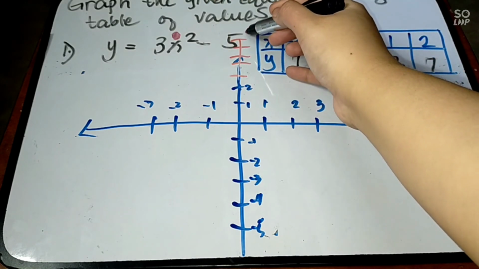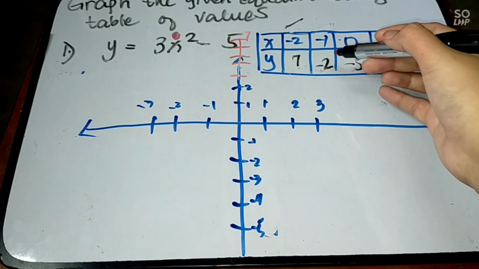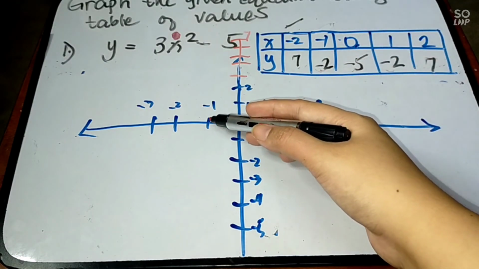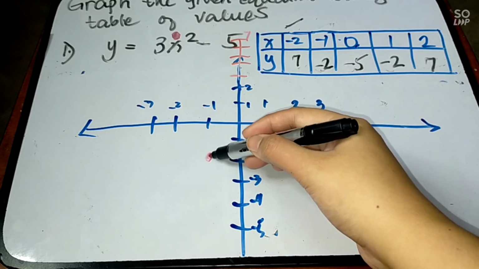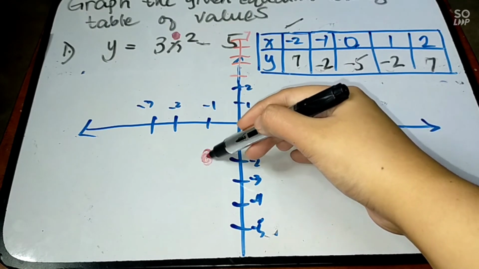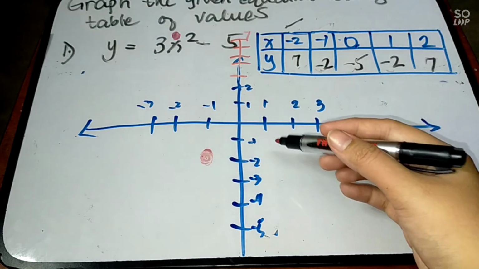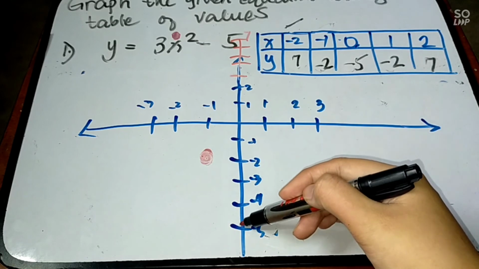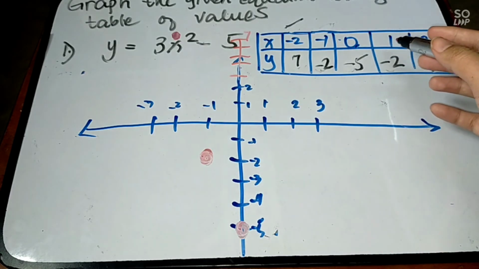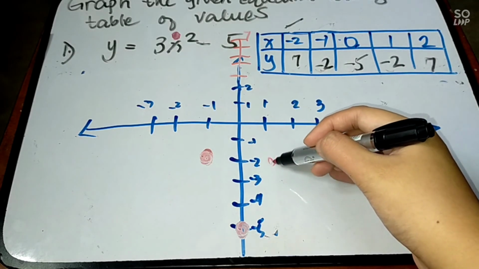So, tapat kay 7, then dun sa negative 2. That is the point. Next tayo. Negative 1 and negative 2. So, ito yung katapat niya. That is it. Plot the points. Then, 0 and negative 5. This is the other points. Next. Positive 1 and negative 2. Positive 1, then negative 2.